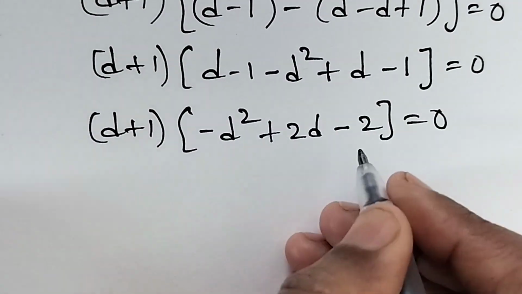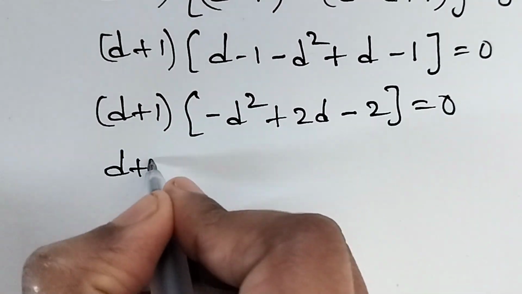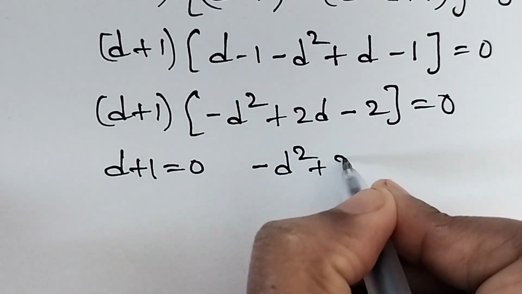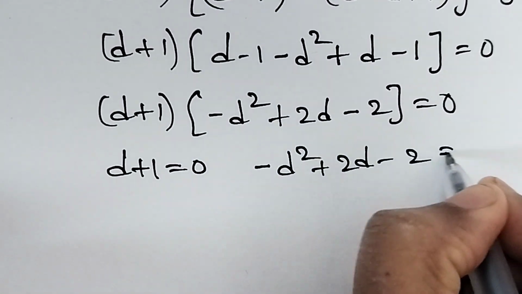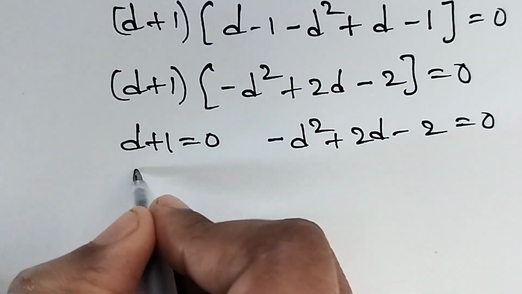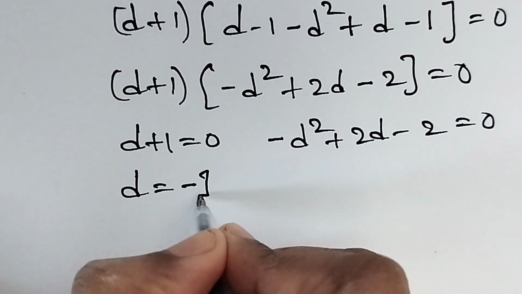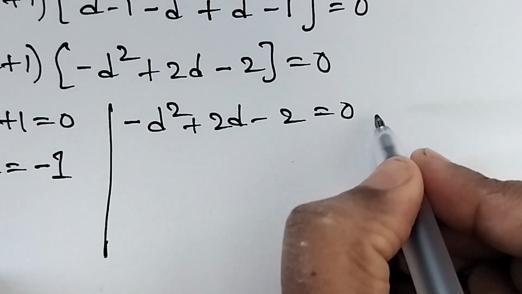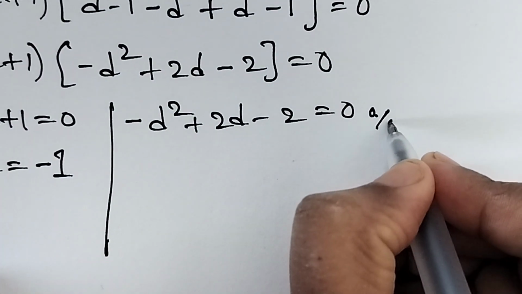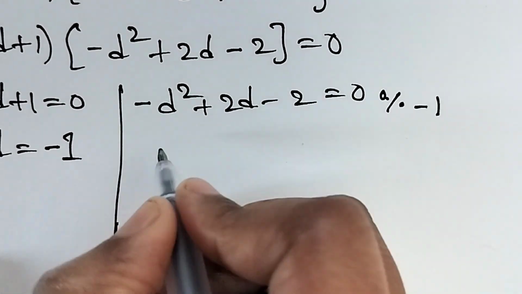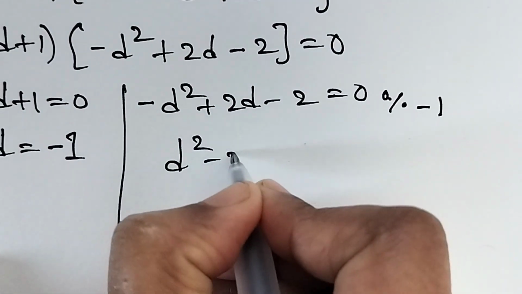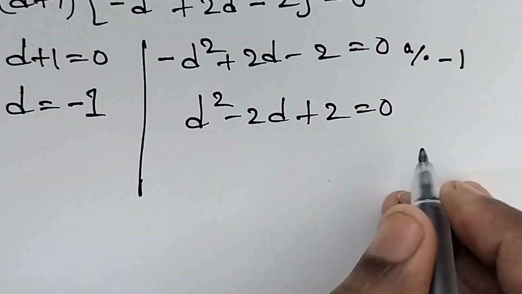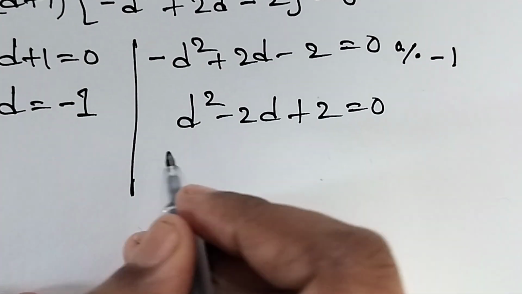Now split these factors into two parts. One is d plus 1 is equal to 0, and the other one is minus d square plus 2d minus 2 is equal to 0. From the first equation we'll get d is equal to minus 1. From the second equation, dividing by minus 1 on both sides, it will be d square minus 2d plus 2 is equal to 0.